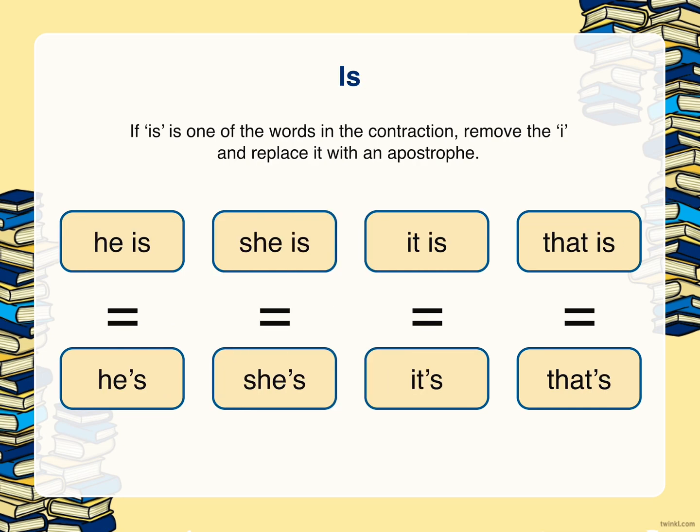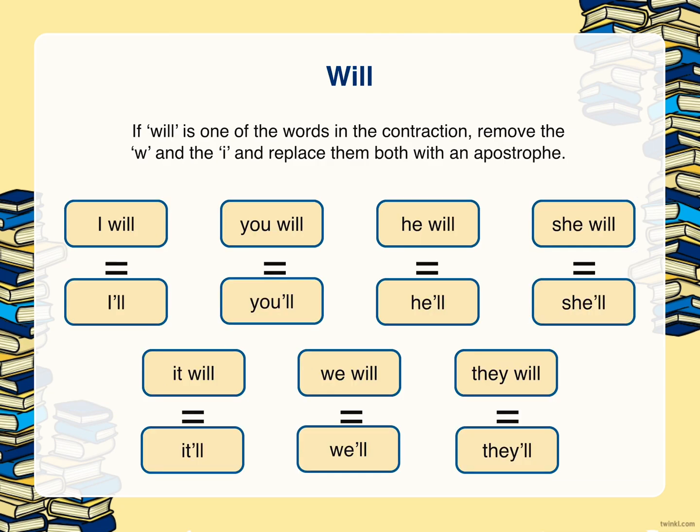And you can see, so is. If is is one of the words in the contraction, we remove the I and replace it with an apostrophe. He is becomes he's. She is becomes she's. It is becomes it's. And that is becomes that's. And you can see the I is missing from all of that.